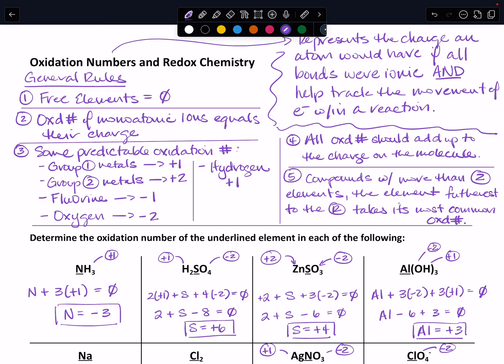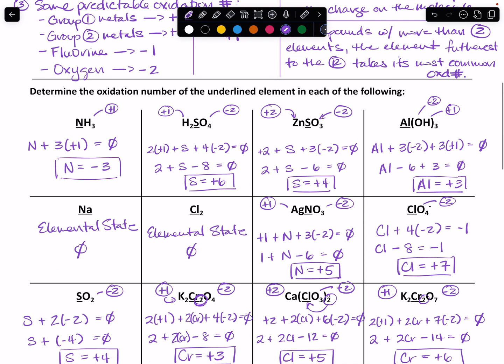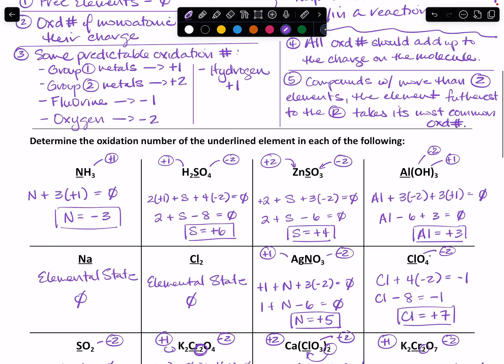Remember all those oxidation numbers must add up to either 0 if the molecule is neutral or the charge if it is charged. And if you get confused, the element furthest to the right always takes on its usual oxidation number. But as you saw, I worked through the problem, so it was pretty straightforward. Okay?